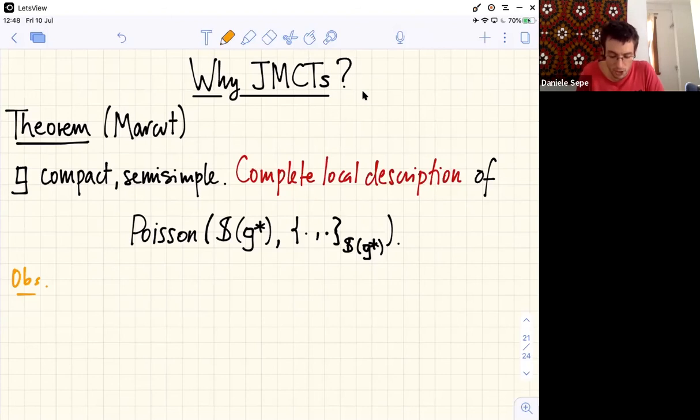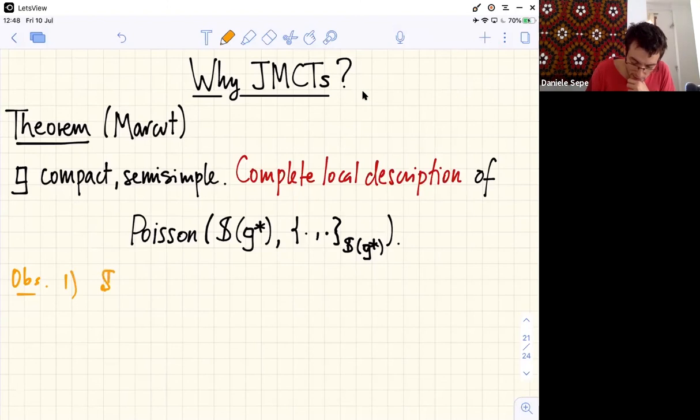So before I make the observation, I should tell people that aren't familiar with this. You fix the Killing form on g, and then you take the sphere with respect to that Killing form. And this will be a Poisson submanifold of g star. Okay, so the observation here is twofold.